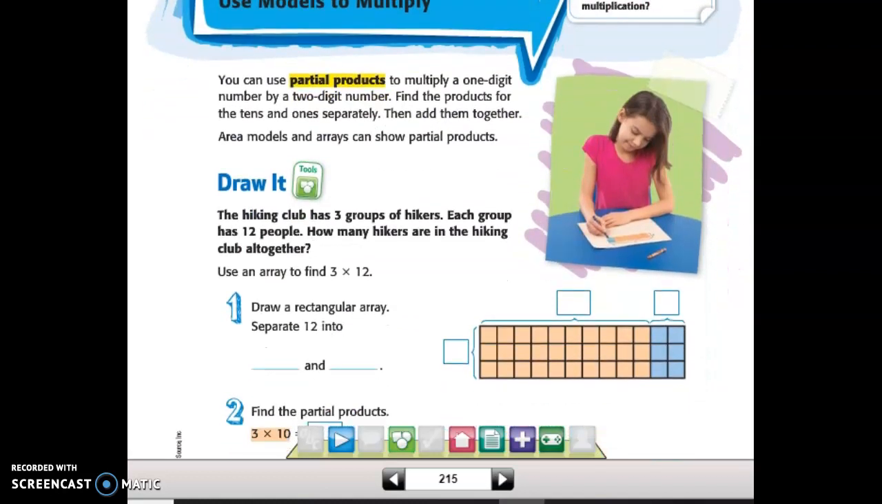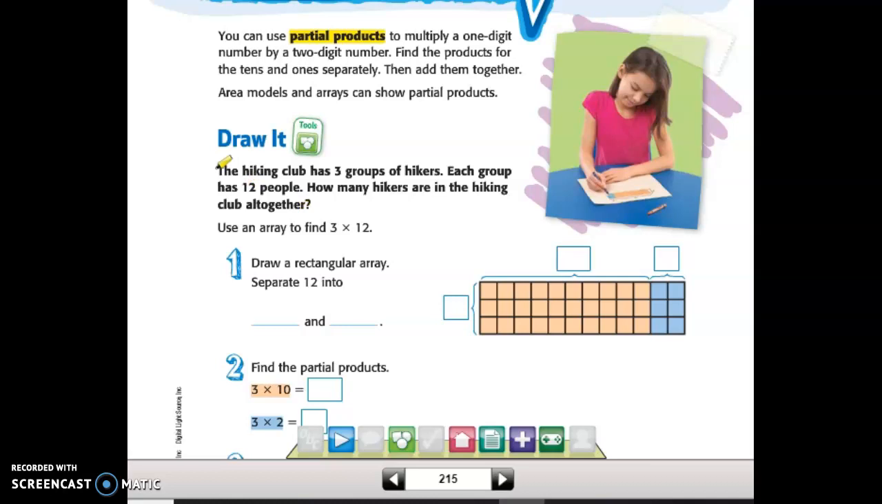So here's our problem. The hiking club has 3 groups of hikers. Each group has 12 people. How many hikers are in the hiking club altogether? So the information I need: 3 groups, and each group has 12 people. And a keyword is each. And our question is, how many hikers are in the hiking club altogether?